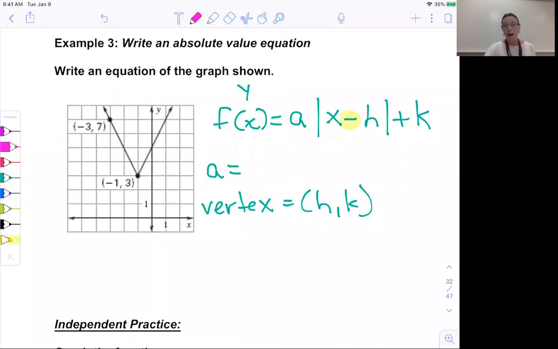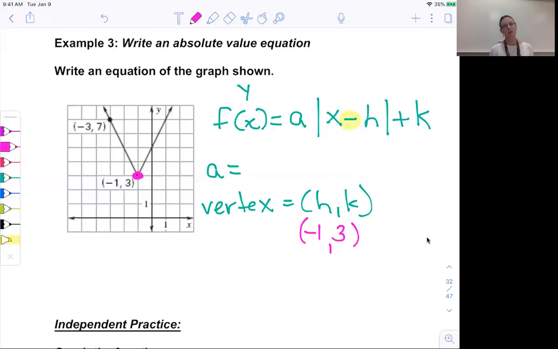So looking at the graph, let's start with the vertex. Faith, what's the vertex of this graph? It's, would it be -1, 3? -1, 3. So here's our vertex.